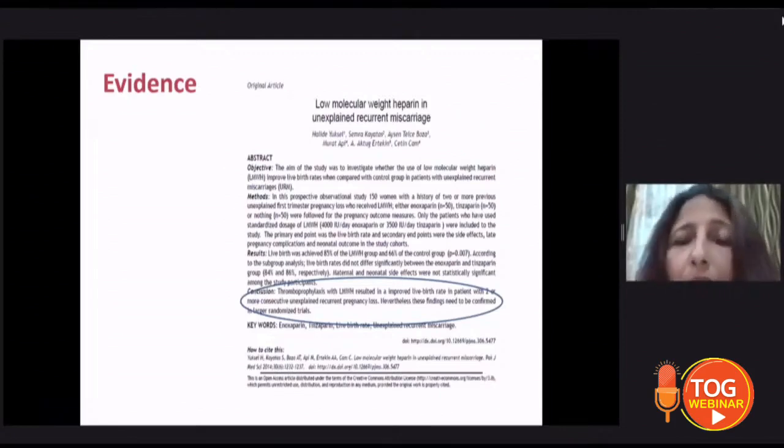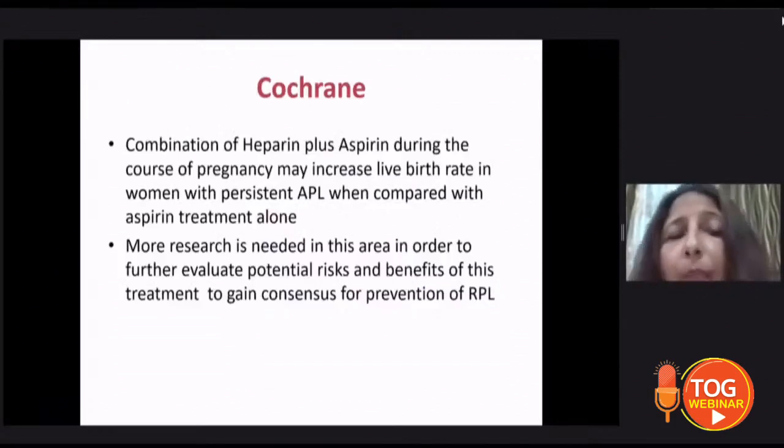Now, what does the Cochrane say regarding this? Combination of heparin plus aspirin during the course of pregnancy may increase live birth rate in women with persistent APL when compared with aspirin treatment alone. But they have raised the point that more research is needed in this area in order to further evaluate potential risks and benefits of this treatment, to gain consensus for prevention of RPL.